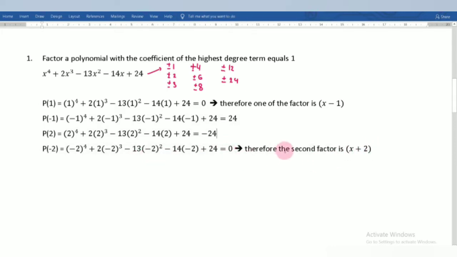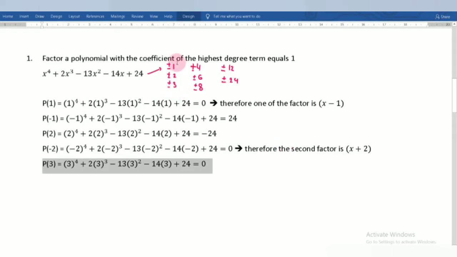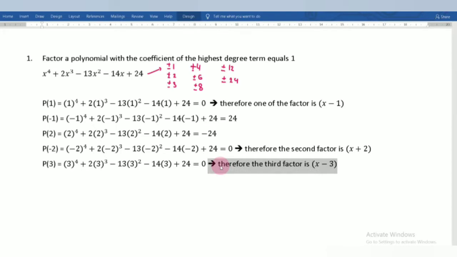Okay, again, let's search for the other 2 possible factors. So let's continue with +3. Don't forget the candidates: 1, 2, 3, 4, 6, 8, 12, and 24. Yeah, 16 trials and error. If we use +3, if I replace it into this polynomial and I calculate, it will be 0. So we have the third factor, which is x minus 3, because we are using 3 to replace x.